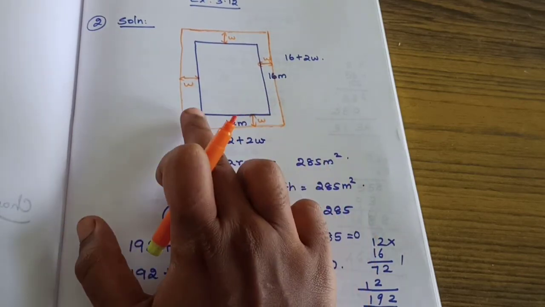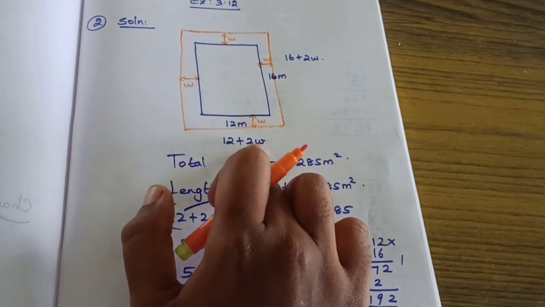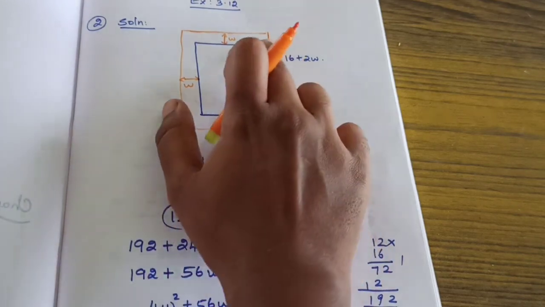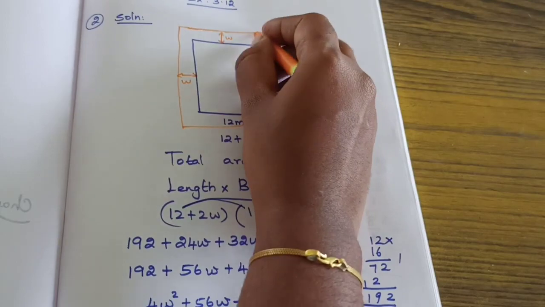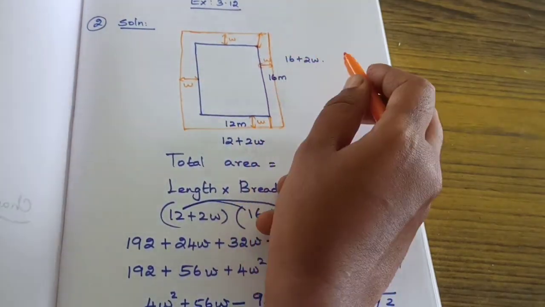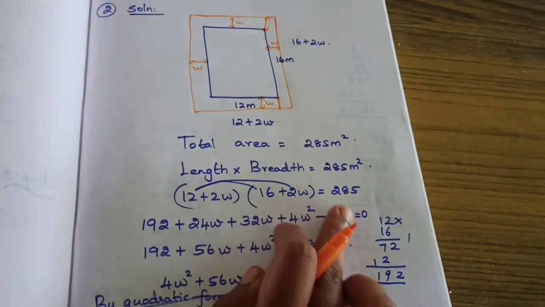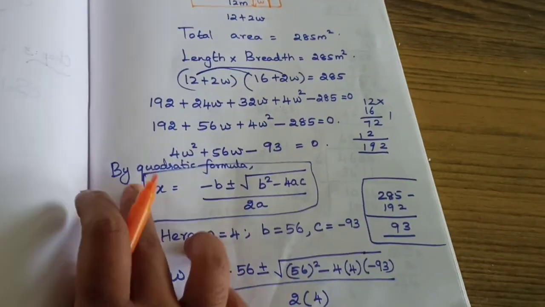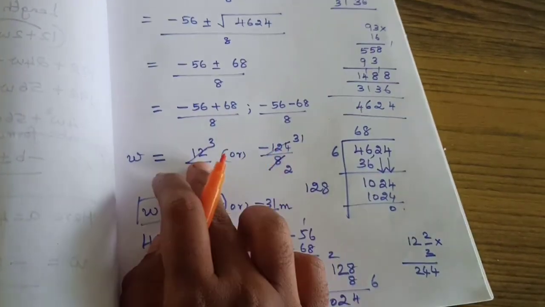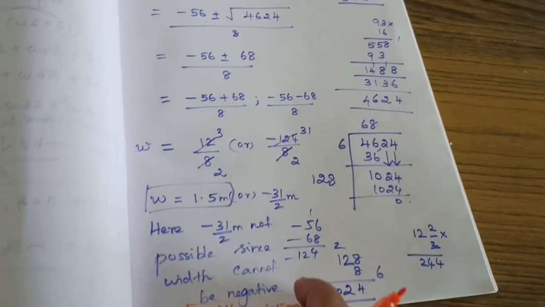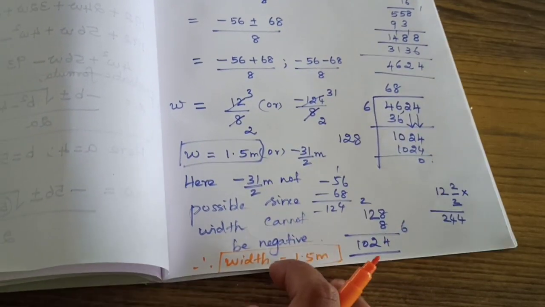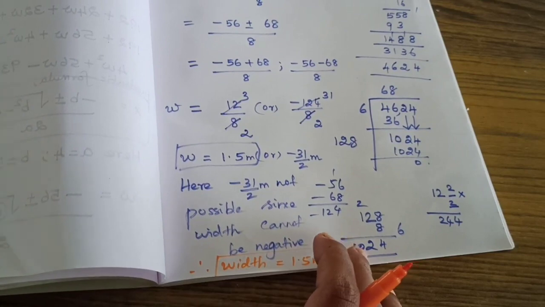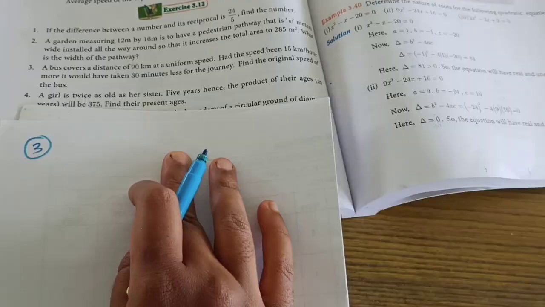Here already the length is 12 meter. So this side W and this side W will come while adding 12 plus 2W. Here also 16 and adding this W and this W. So 2W. So 16 plus 2W. After that we can calculate this bracket multiplication. Then using quadratic formula we need to solve this. After solving we are getting two answers. One in positive and one in negative. Negative value cannot possible because width cannot be negative. So what is the width? 1.5 meter. Got it? Shall we move for the next question?